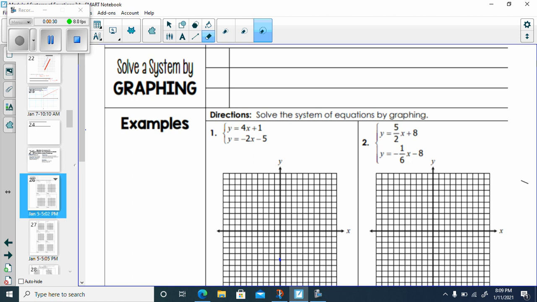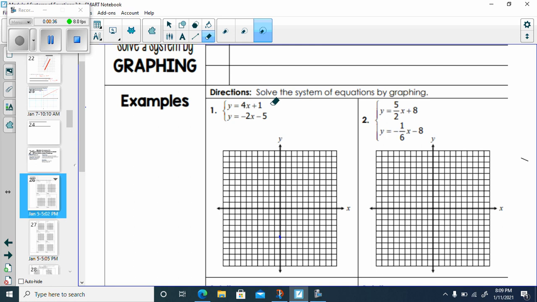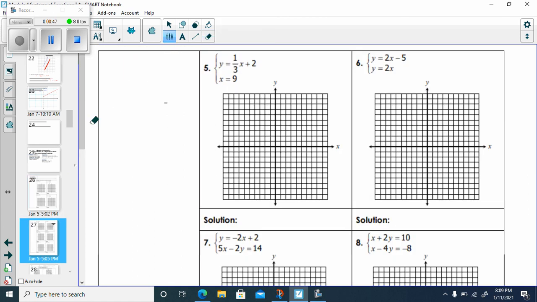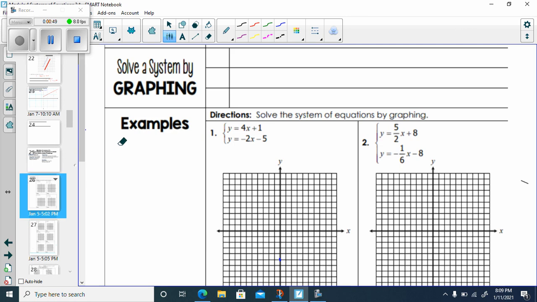Now, let's start out by solving a few of these. Notice they give us a system of linear equations. They ask us to solve it by graphing. That means we graph these and then we find out where the two lines intersect. We know when we're graphing something that we use the equation y is equal to mx plus b.